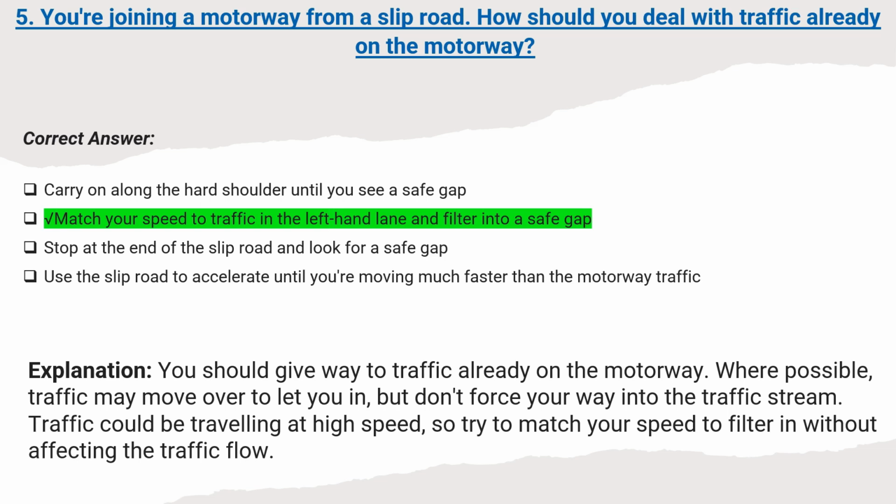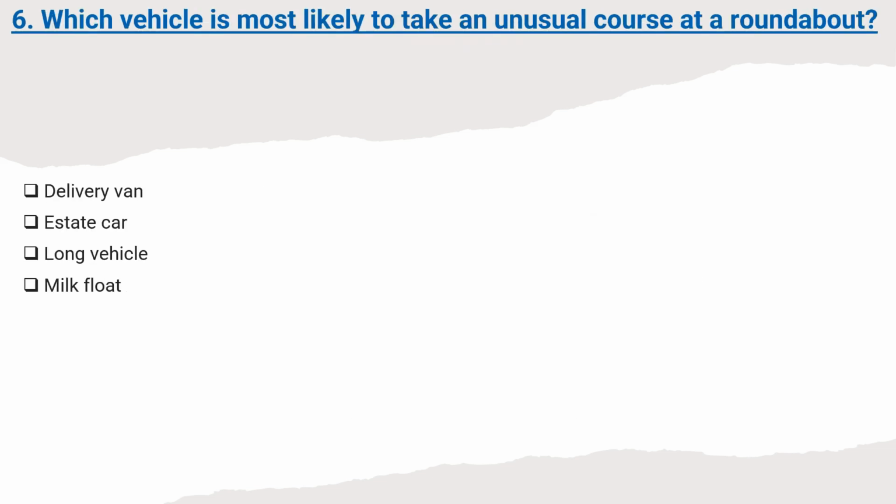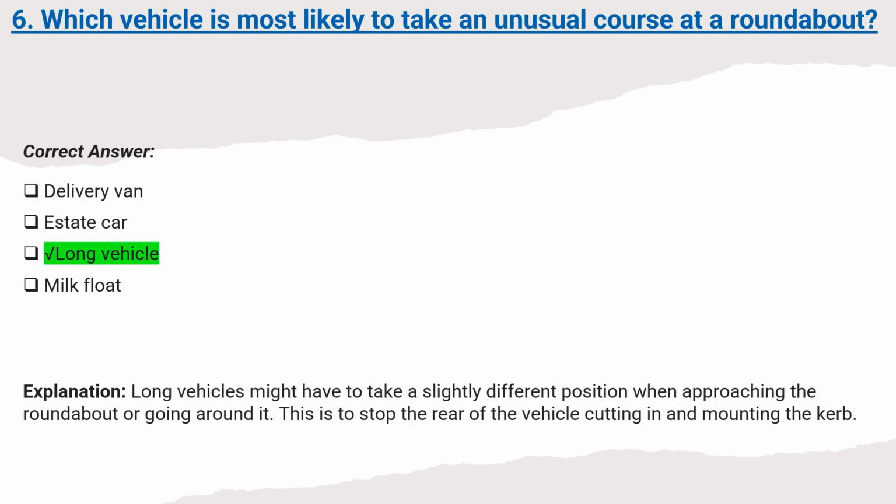6. Which vehicle is most likely to take an unusual course at a roundabout? Delivery van, estate car, long vehicle, milk float. Correct answer: long vehicle. Explanation: long vehicles might have to take a slightly different position when approaching the roundabout or going around it. This is to stop the rear of the vehicle cutting in and mounting the curb.